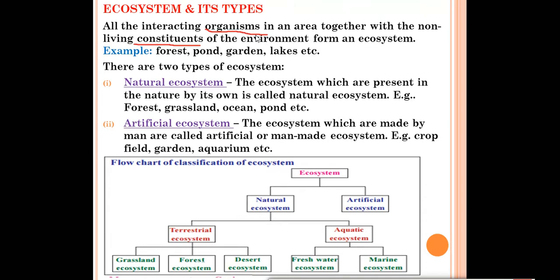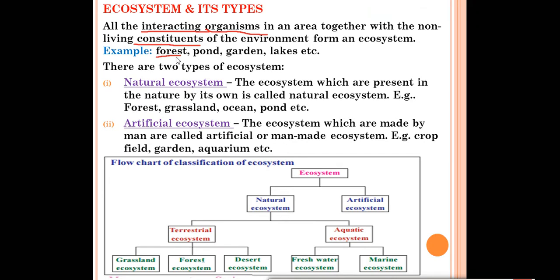Interaction between the living organisms and the non-living components forms an ecosystem. Or you can write this one also. All the interacting organisms in an area together with the non-living constituents of the environment form an ecosystem. Interacting organisms, why have we written this? Because all the plants and animals interact with each other, right? And they also interact with the non-living constituents like air, water and soil. So they form an ecosystem. So what are the examples of ecosystem? Forest is an ecosystem. As you know, in a forest different types of plants are present, birds are present, animals are present.